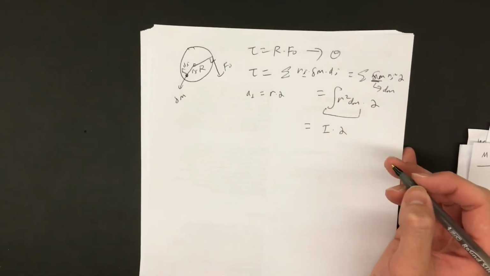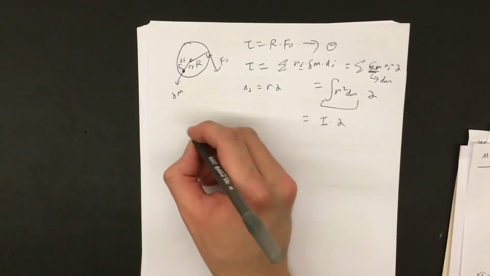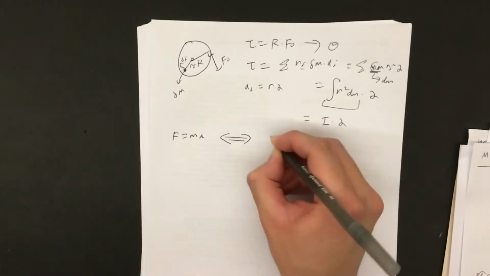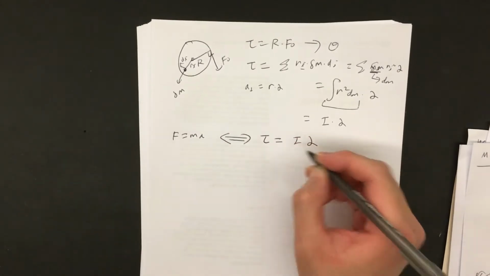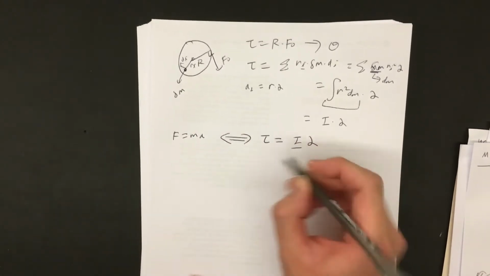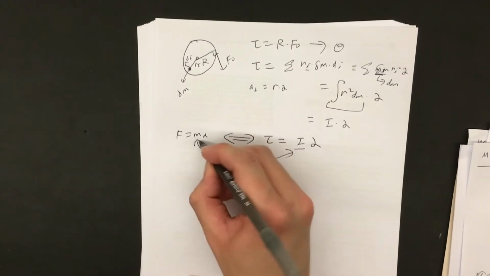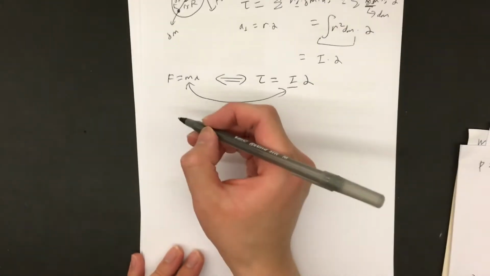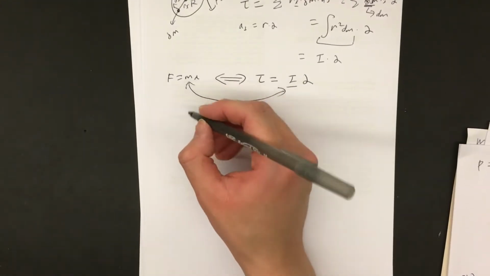times alpha. Now, one thing to note is that Newton's law was F equals ma. Similarly, in rotational motion, torque equals I alpha, in which the moment of inertia is parallel to mass in translational motion. So let's calculate the moment of inertia for certain situations.